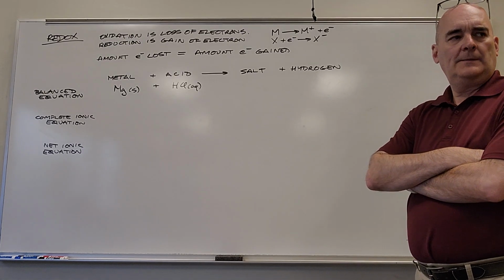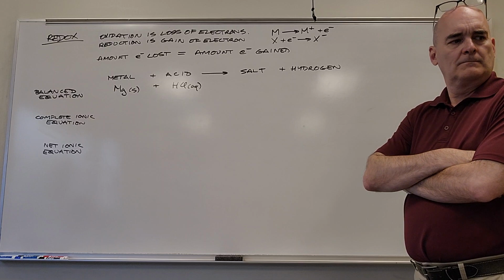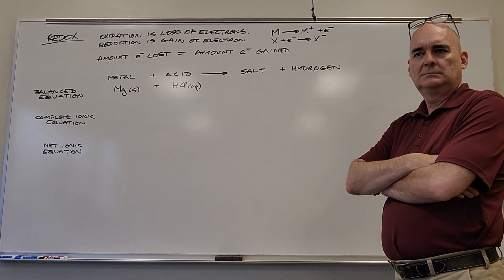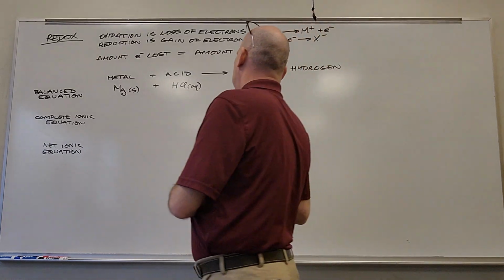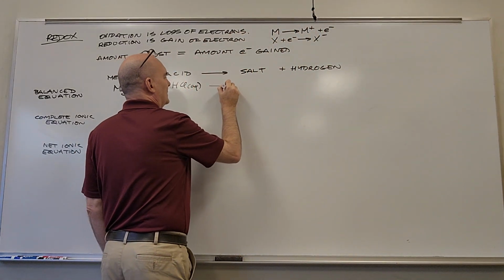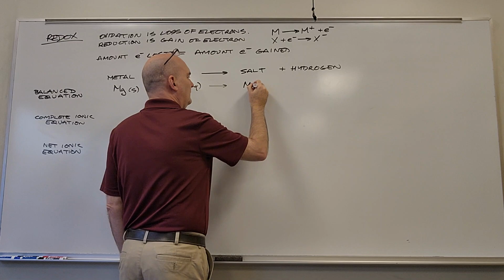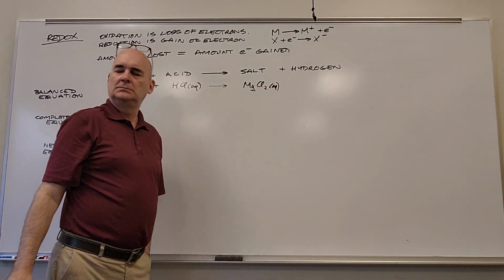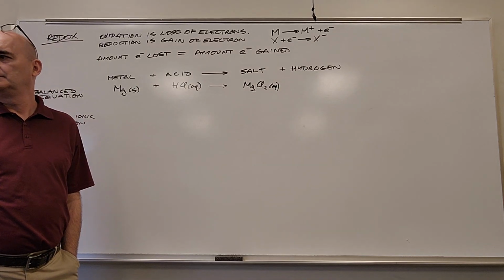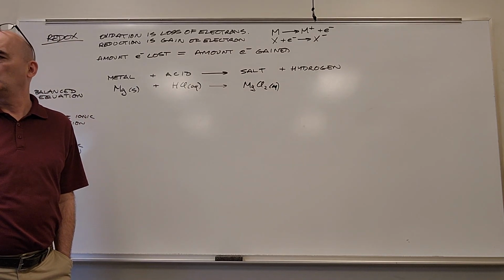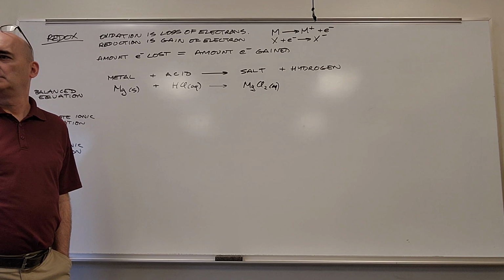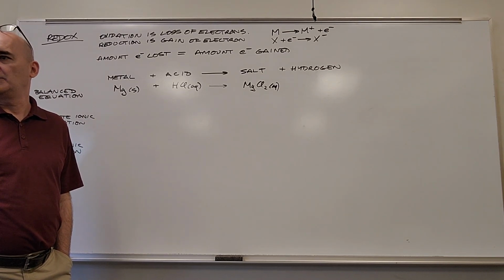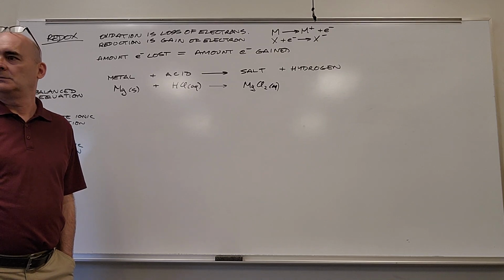So what's the chemical formula for the salt? Magnesium chloride is MgCl2. And is it soluble? Most chlorides are soluble, except for cadmium, mercury, lead, silver. So this is soluble.